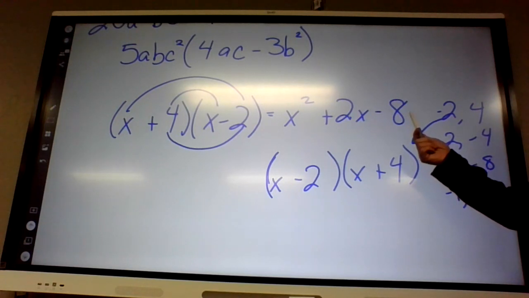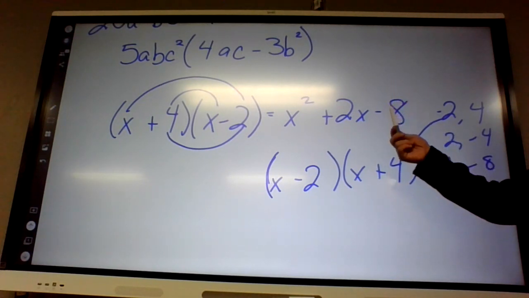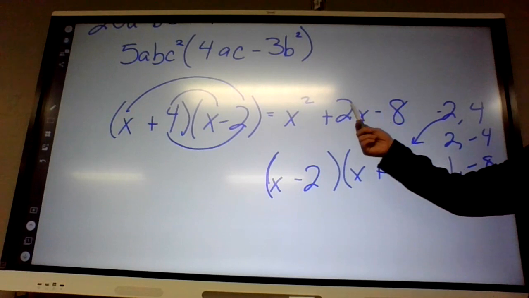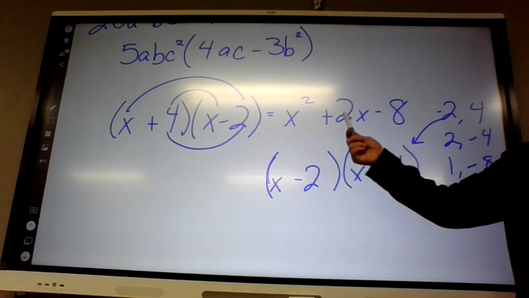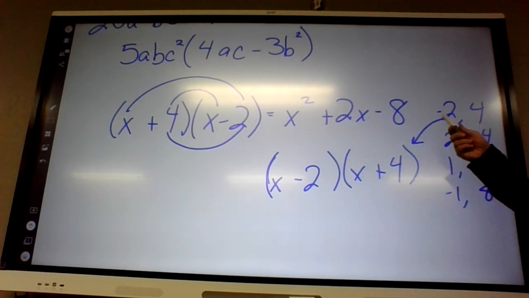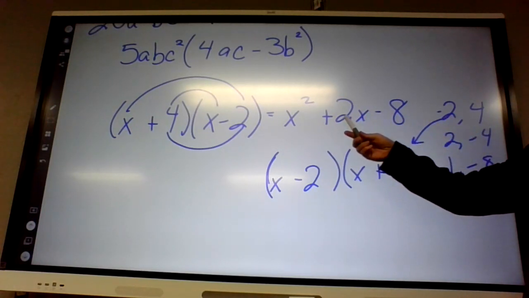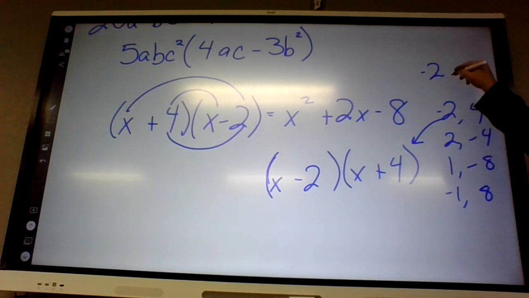Okay, so 4 and 2 multiply into 8. One of them would have to be negative to be negative 8. And we need them to add up to 2. So 4 plus negative 2 adds up to positive 2. Or negative 2 plus 4. Or 4 and minus 2.